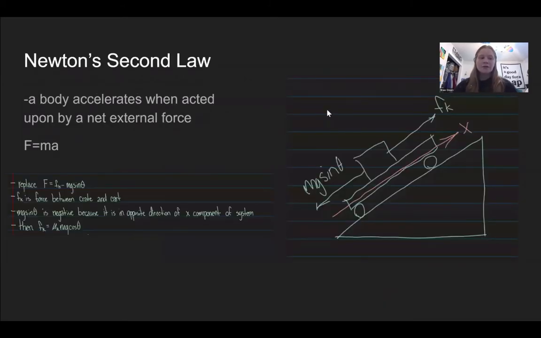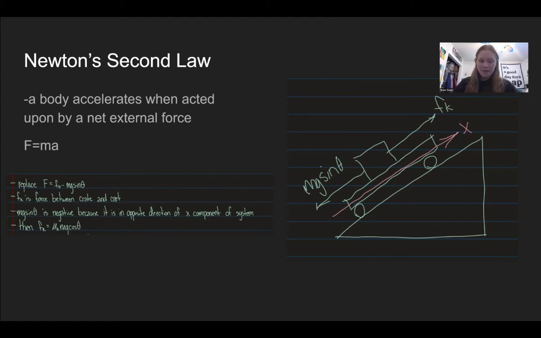All right, so first we'll start with Newton's second law, which states a body accelerates when acted upon by a net external force. This comes in the equation of force equals mass times acceleration. From that equation, we can replace force with the kinetic friction minus mass times g times sine of theta. The kinetic friction is the force between the crate and the cart, and it is going towards the x component I've drawn in my little drawing here. mg sine of theta is negative because it is in the opposite direction of the x component of the system, and that gives us the total force.